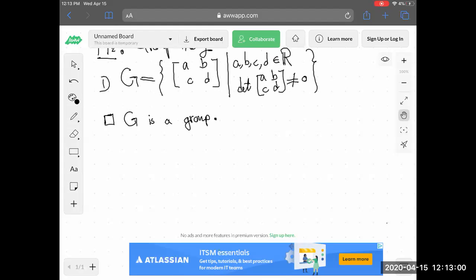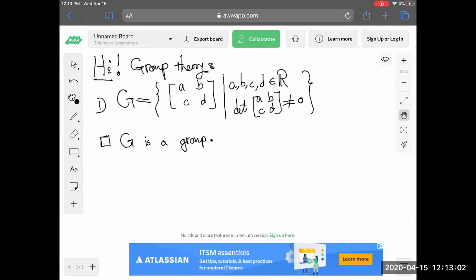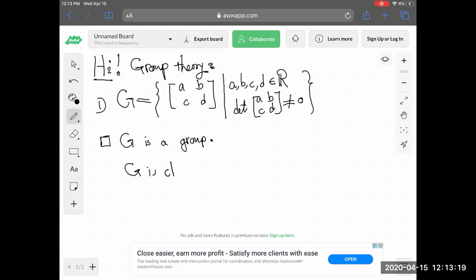What is the first step to show that this thing is a group? Needs an identity? No, something even before proving it. Closure. Yes, we should show G is closed. So let's try it. Let's say A is an element in G, B is another element in G, and we want to show A times B is an element in G.